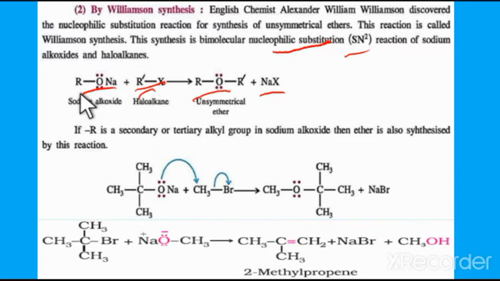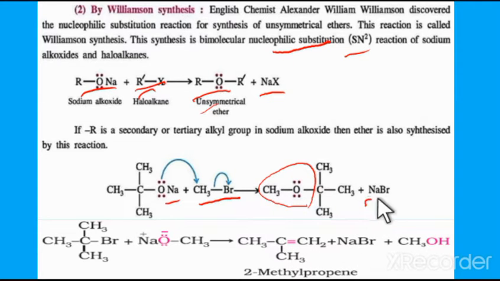If the alkyl group in the sodium alkoxide and the alkyl group in the alkyl halide are the same, in that case it forms the symmetrical ether. When those are different, it forms the unsymmetrical ether. If the alkyl group in the sodium alkoxide is a secondary or tertiary alkyl group, then the ether can also be synthesized by this reaction. So if tertiary butyl alkoxide is treated with the methyl halide, methoxy tertiary butane can be obtained.